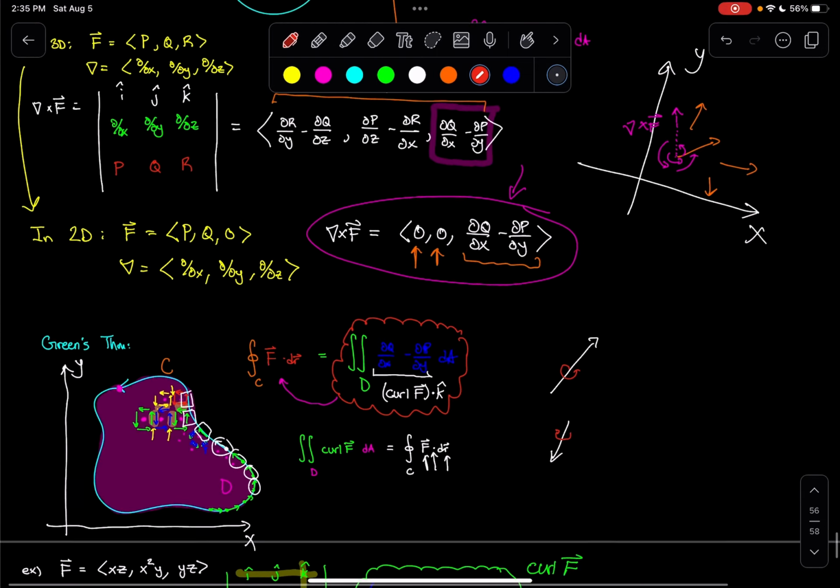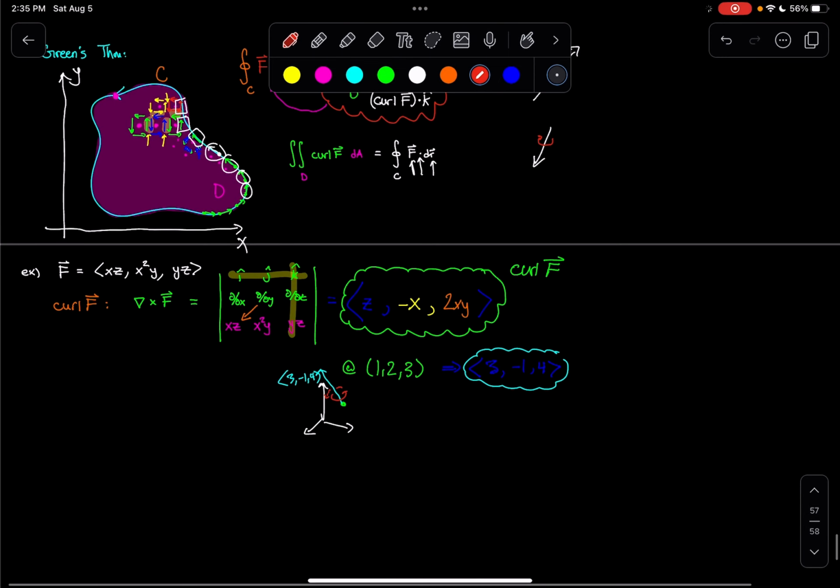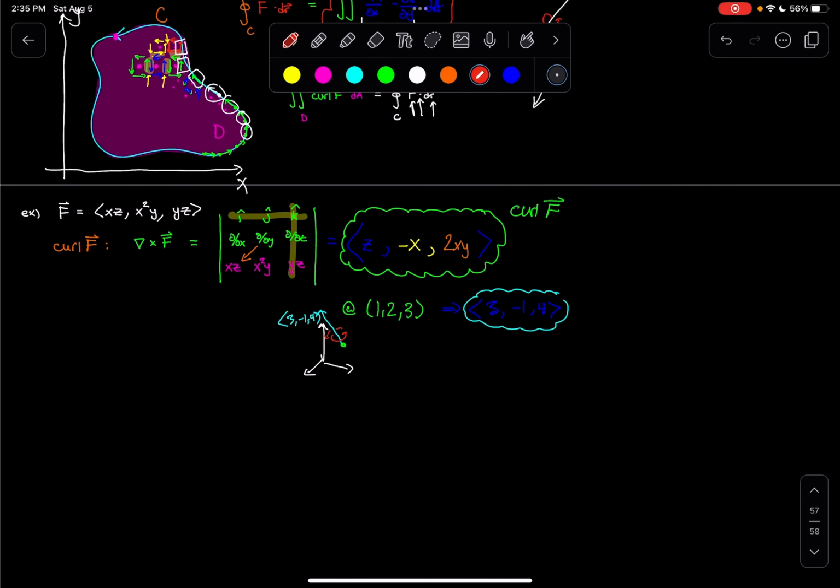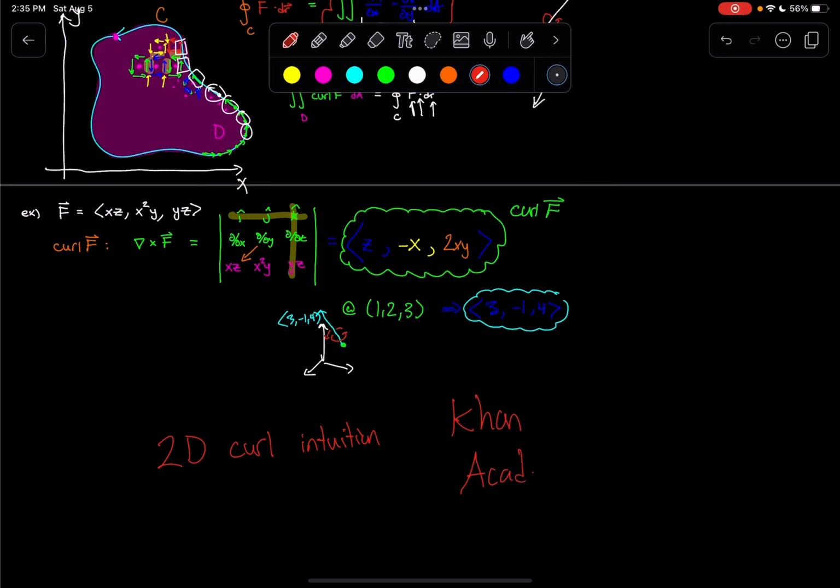So try to watch this video. There's a really good intuition of curl. If you go to Khan Academy, there's a really good intuition of curl. Just type in 2D curl intuition into Khan Academy, and watch that video specifically at like 52 seconds. The 52-second mark is pretty good. So check that out, and then hop into the next video where we start talking about divergence.